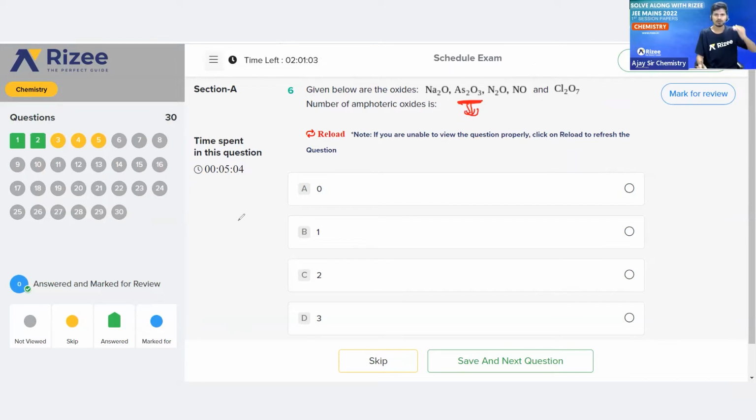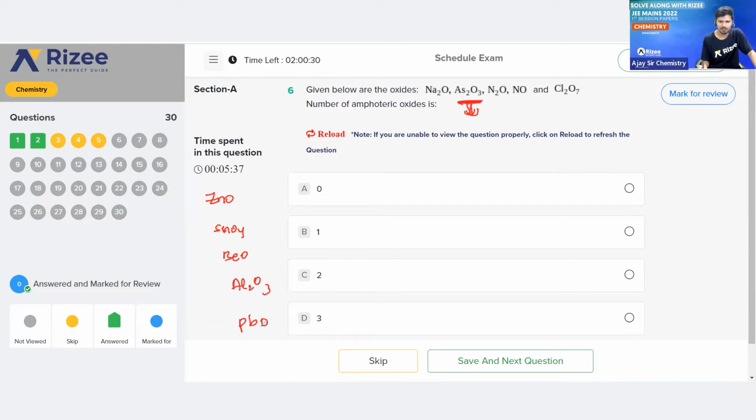So amphoteric oxides, these are very important, we have to note them, we have to memorize. We don't have any other option. See here, first of all, let me write amphoteric oxides: ZnO, SnO2, BeO and Al2O3.